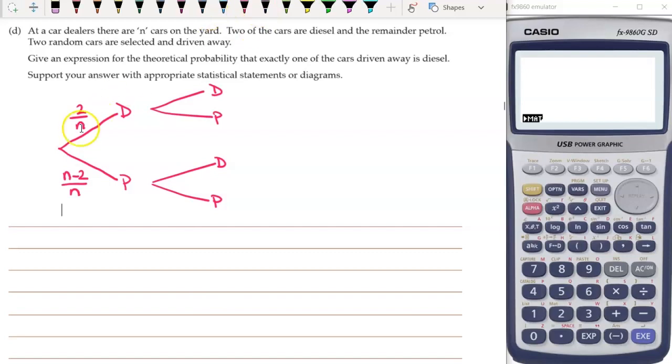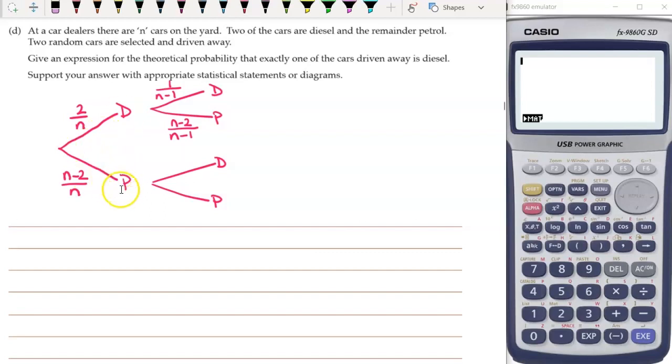Now, if on the first car we've picked one of those diesel ones, then we only have 1 diesel one left on the next branch. So we'd have 1 over n minus 1, because we've subtracted 1 from the total, having bought that first car. And the petrol cars here remain at n minus 2, the same as we started at for the first choice, but we have 1 less car in total to pick from. So it's n minus 1.